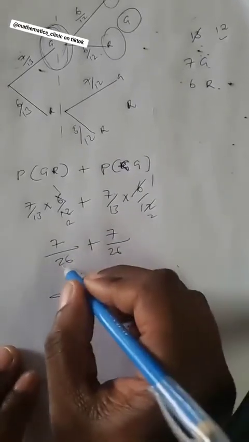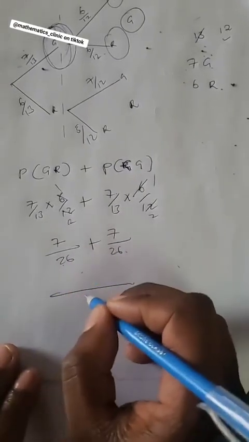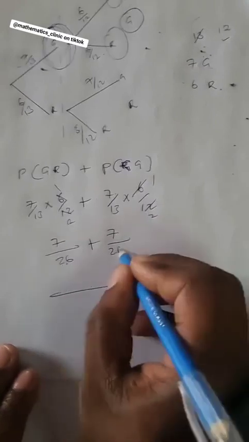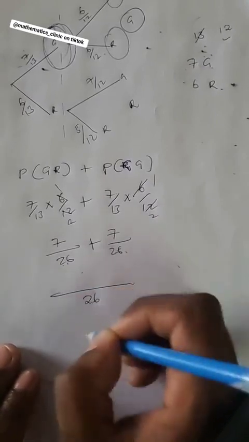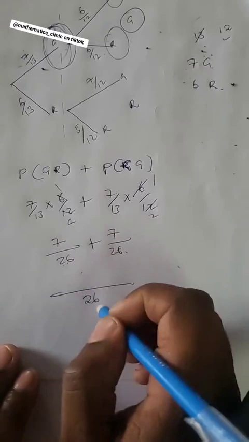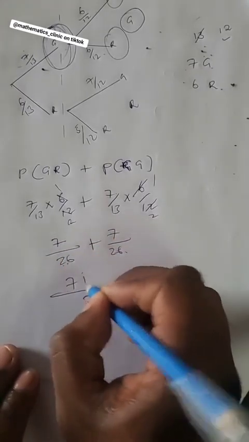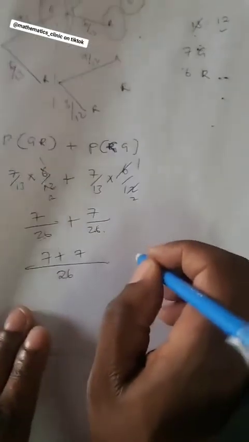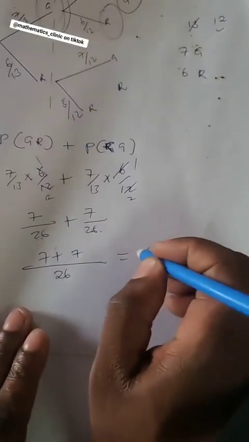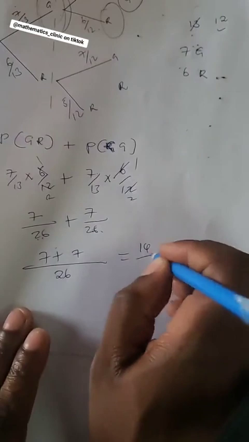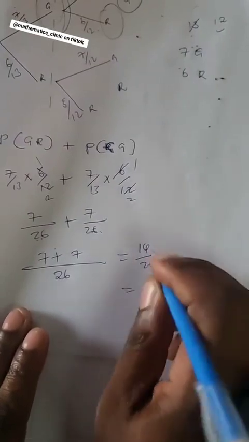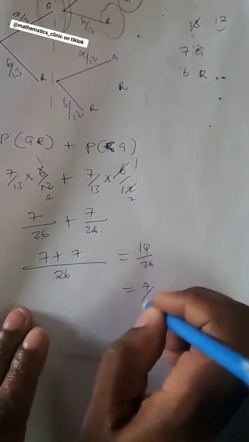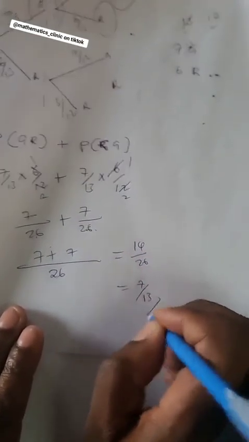The denominators are the same, so just add them. 1 times 7 is 7 plus 1 times 7 is 7. So the probability of eating the first green apple is 14 over 26, which can be simplified. 2 into 14 is 7, 2 into 26 is 13. The answer is 7 over 13.